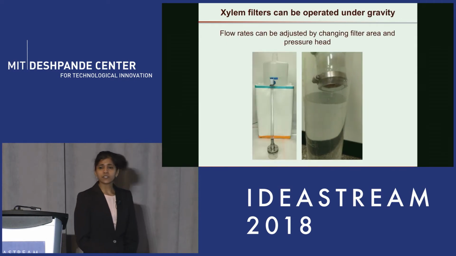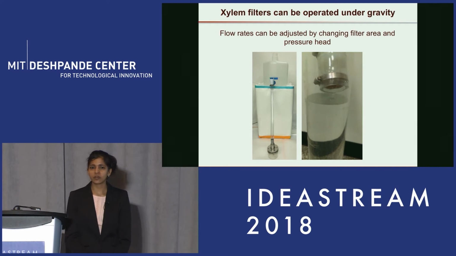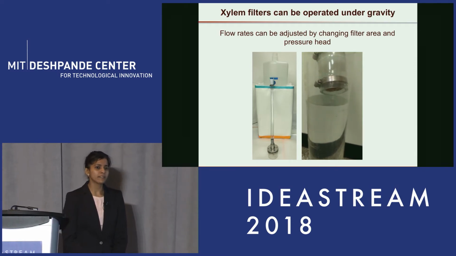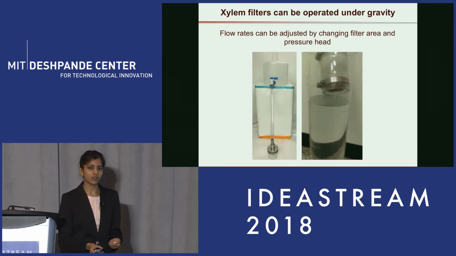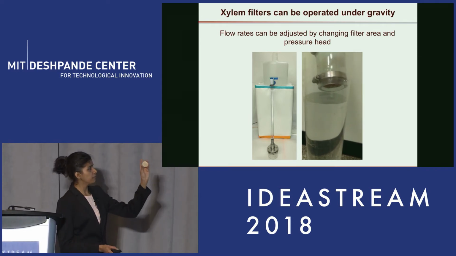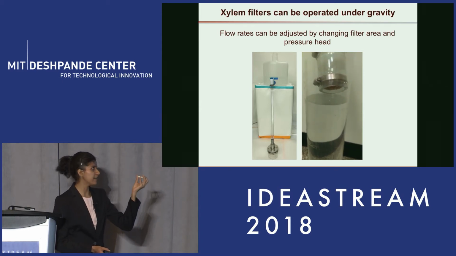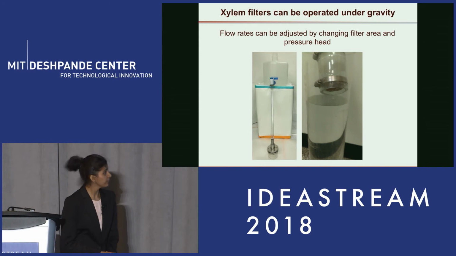So now these filters can be operated under gravity. They don't require any kind of utilities. And you can adjust the flow rates by simply tuning the filter area and also the pressure. And so this is what a filter looks like. It's approximately 4 centimeters, and it's just a quarter inch in thickness.